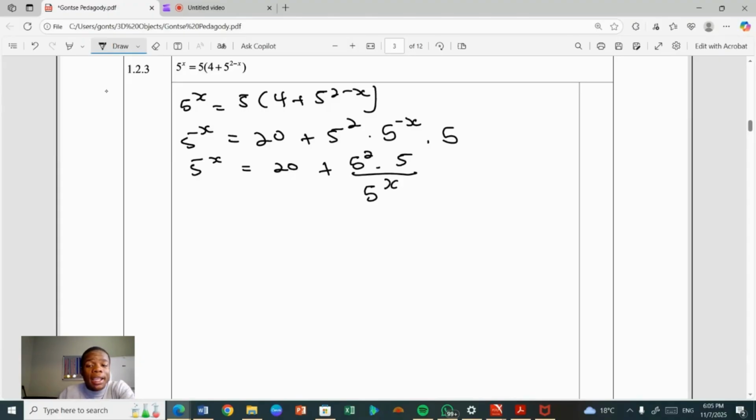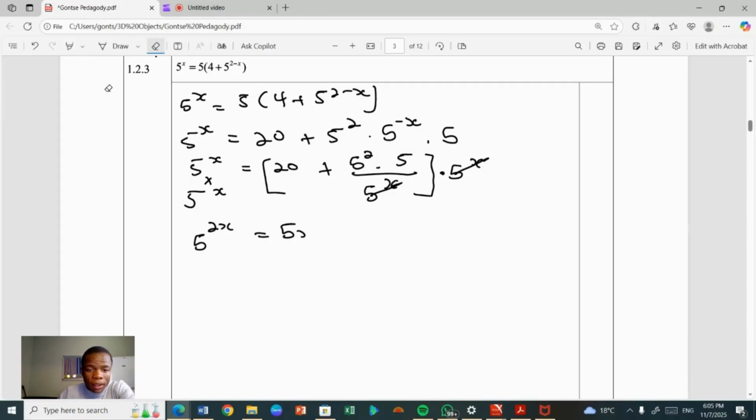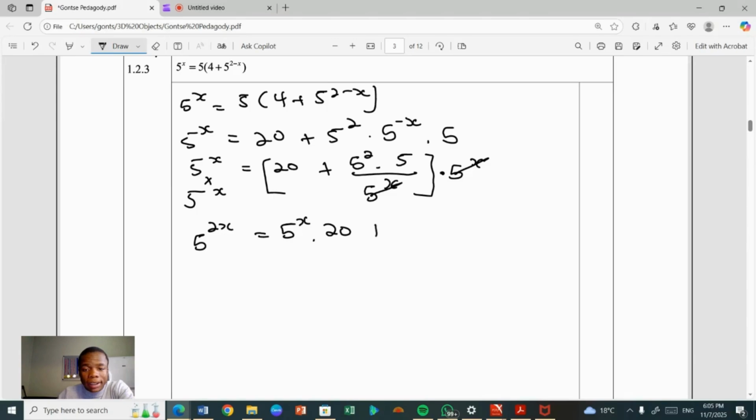So we multiply this by 5 to the power of x, right? Multiply, and even this side you multiply by 5 to the power of x. What you do on your right, you do on your left. Then this cancels this. Then here you are left with 5 to the power of 2x is equal to 5 to the power of x multiplied by 20, then plus 5 to the power of 2 multiplied by 5.